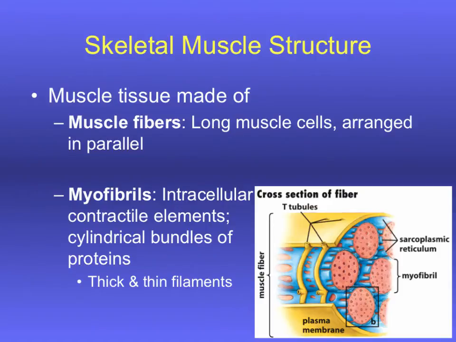The myofibrils, then, are the subunits of the muscles that actually work more directly when it comes to the contractions themselves. So within the myofibrils, we find what are called thick filaments and thin filaments. Each one of those is made out of a different kind of protein, and each one of those is going to have its own role to play when it comes time for muscles to contract.